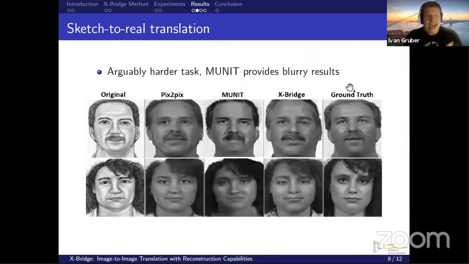When we try to translate the images the other way around, the MUNIT method once again provides blurry results, but overall the quality of the results was much lower than in the first task, because we argue that this task is much harder for the network than real image to sketch translation.